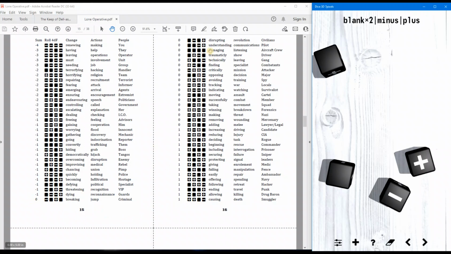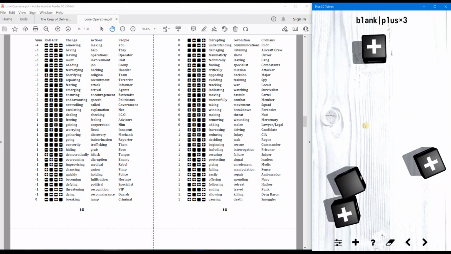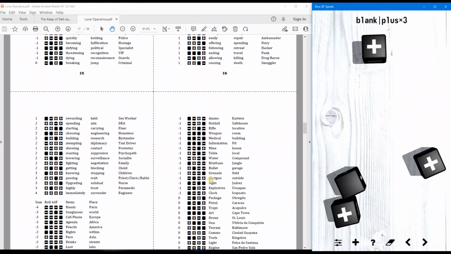So looking in this 0 section for a blank, blank, plus, minus, there we go, so we had gaining, decision, and the last roll is plus, blank, plus, plus, which is in the +3 section, which is here, and it was plus, plus, blank, plus. Here you go, and the last one is priest, cleric, or rabbi. So what we had was gaining, decision, and then some kind of clerical.